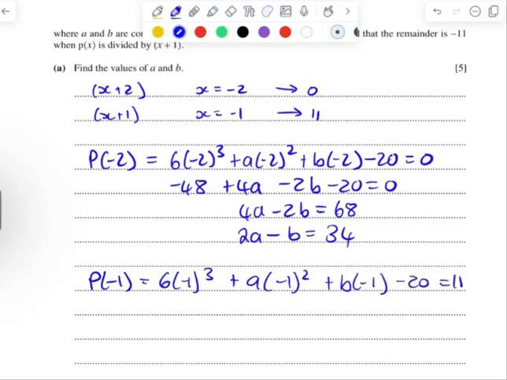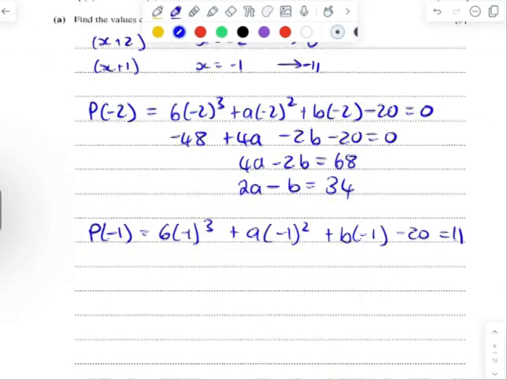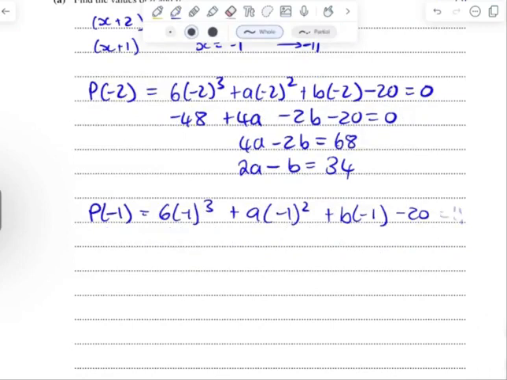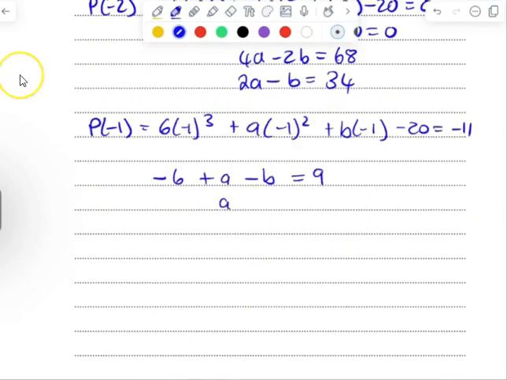And that remainder is 11. Oh, the remainder is minus 11. Just take note of that. Okay, so here we have minus 6 plus a minus b is equal to 9. So a minus b is equal to 15. And then I'm going to make b the subject of my formula. So b is equal to a minus 15.